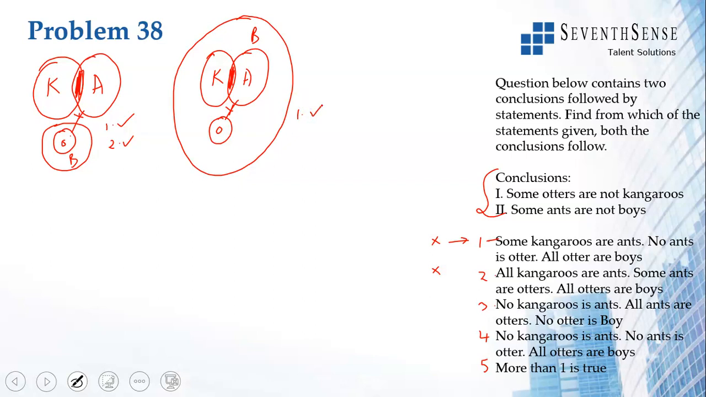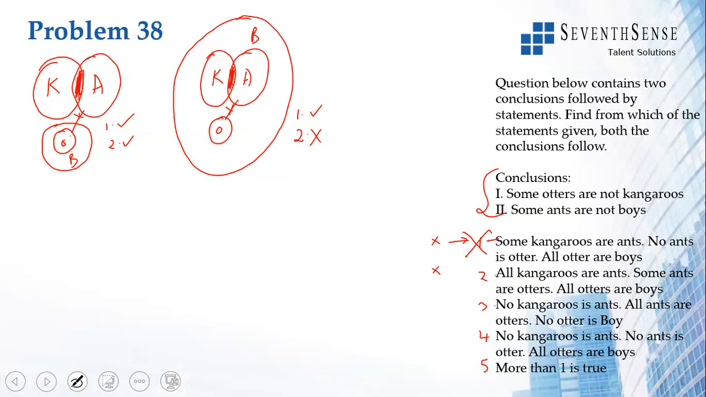Some ants are not boys. This conclusion is not valid. All ants are boys here. Hence, the first option is not the answer because the second conclusion does not lead from option 1.